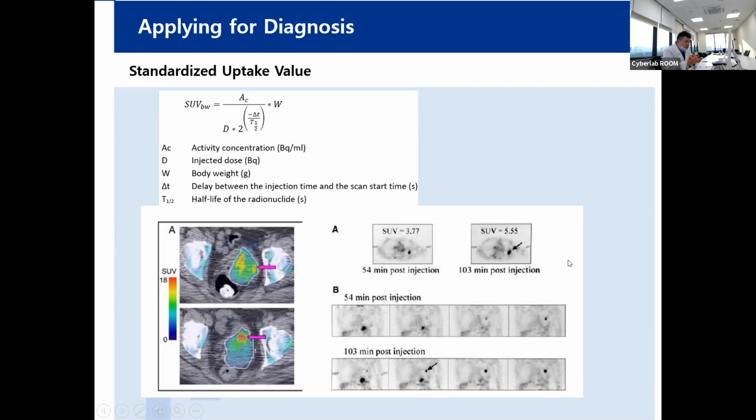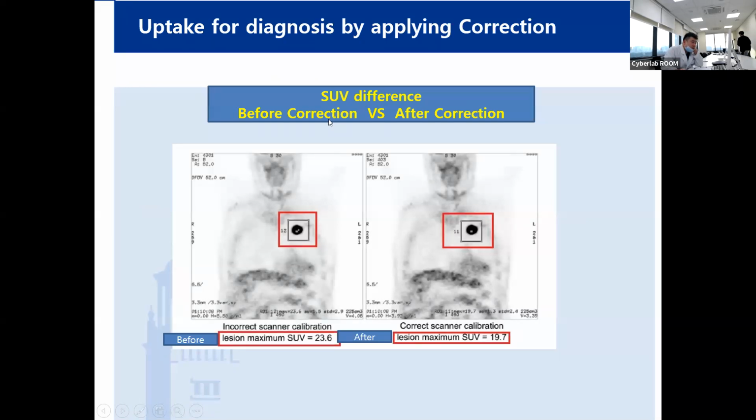So we have many reconstruction methods. According to the reconstruction, the FBP, the OSEM or TOF images had different quality. So SUV value is different if we have a different method. After 54 minutes of post injection, and this image is 103 minutes post injection. So SUV difference before correction versus after correction. Before correction SUV is overestimated, but after correction, SUV is lower and corrected as estimated.